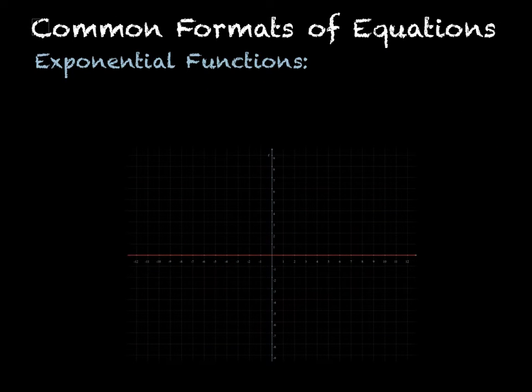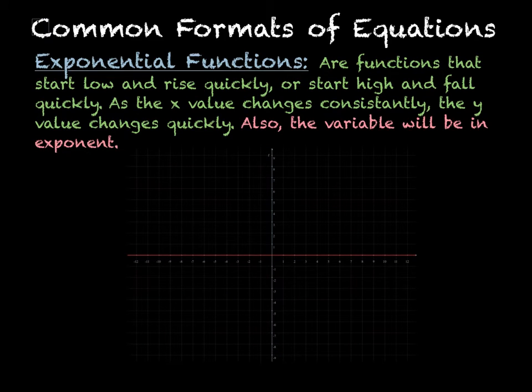The last specific type of nonlinear function we're going to discuss now are called exponential functions. Exponential functions are kind of unique because there's nothing repeating in them. Exponential functions are functions that start low and rise quickly, or they could start high and fall quickly as the x value changes. The key thing here is as that x value changes consistently, so plus 1, plus 1, plus 1, or whatever, the y value is going to change very quickly. That's the idea. You're going to go up very quickly or down very quickly.